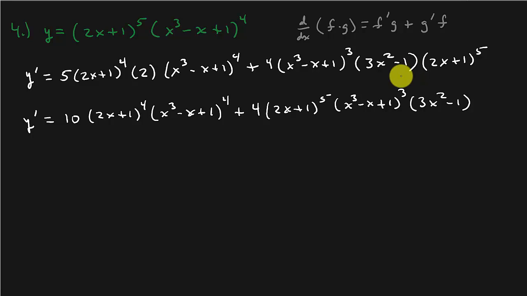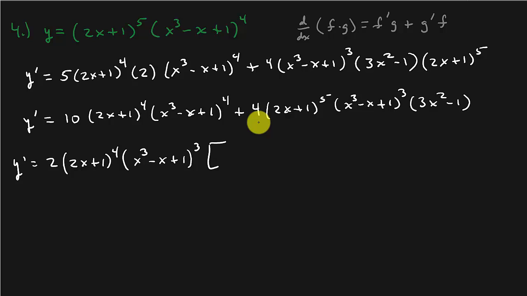All right, so now what are we going to do? Well, now let's go ahead and factor out the greatest common factor. So that's going to give me y prime is equal to 2 times 2x plus 1 to the 4th times x cubed minus x plus 1 to the 3rd. All right, that was my common factor. You can see here the 10 and the 4, greatest common factor is 2. And then you see this term and this term, I just factored out 2x plus 1 to the 4th. And then you can see this term and this term, I just factored out x cubed minus x plus 1 to the 3rd.